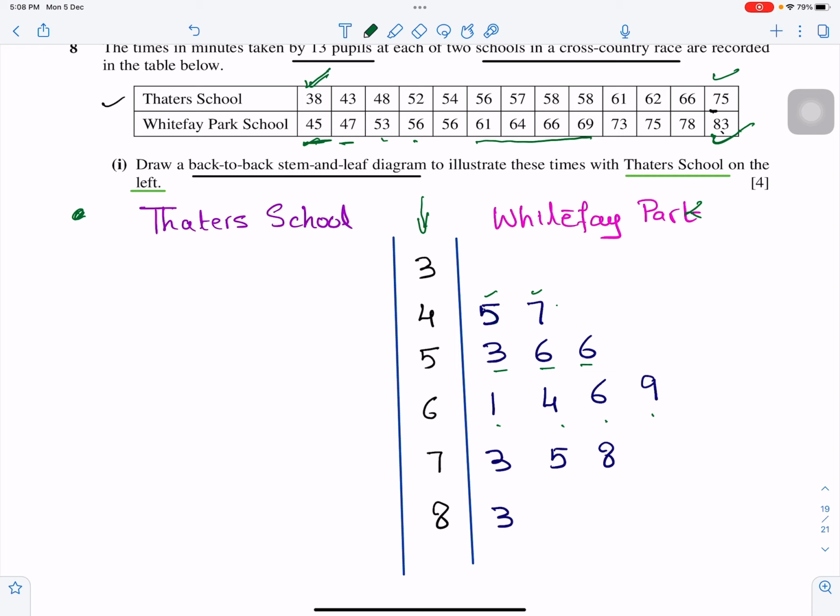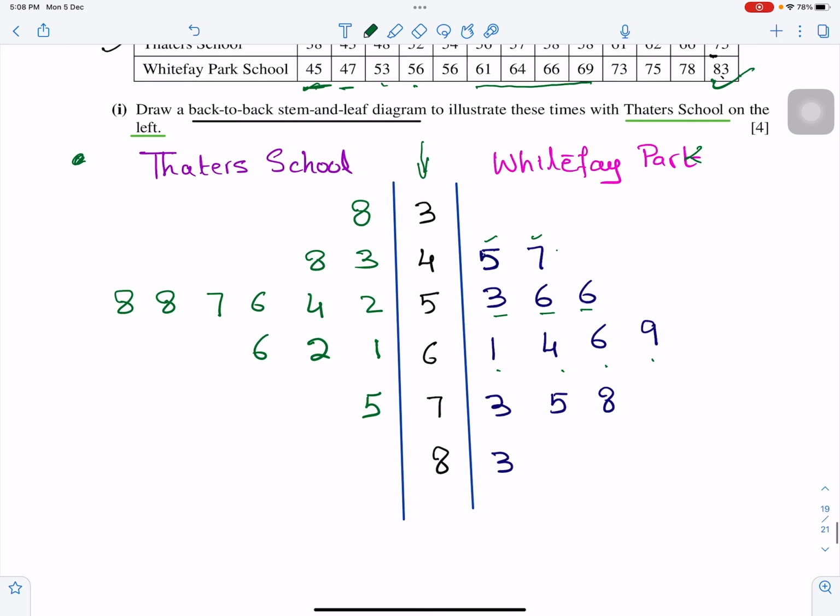Right. So let's fill in the data of Theatre School here. Starting from 38, so it's here. Then 43 and 48. Then 52, 54, 56, 57. 58 is twice. Then it is 61, 62, 66 and 75. So this is how your data is complete.